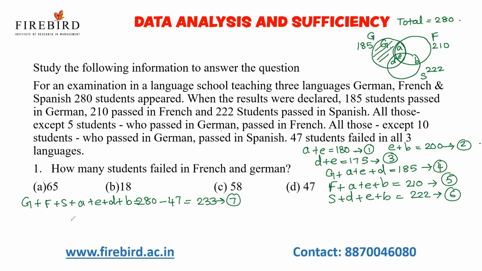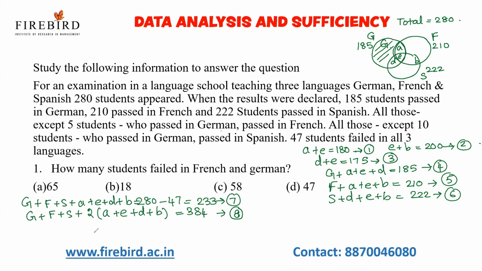Okay, see, if I add equations 4, 5 and 6, I'll get German plus French plus Spanish plus 2 times of, right? So there are 2A plus 2E plus 2D and 2B. All the values will be equal to, if I add the right hand side, I'll get 384. Take this as the 8th equation.